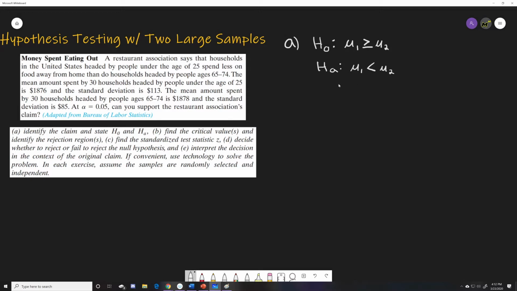And that's what they're claiming, because here they said the Restaurant Association said that households in the United States headed by people under the age of 25 spend less on food. Okay, that's their claim, so that's important. We have to identify that as a claim.